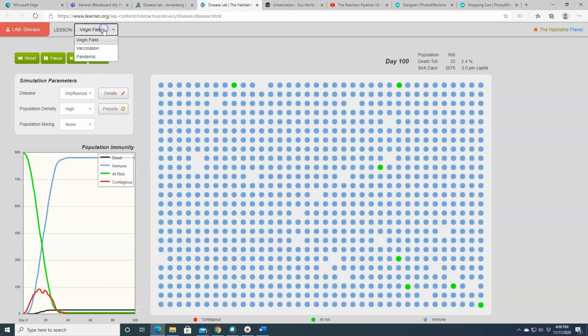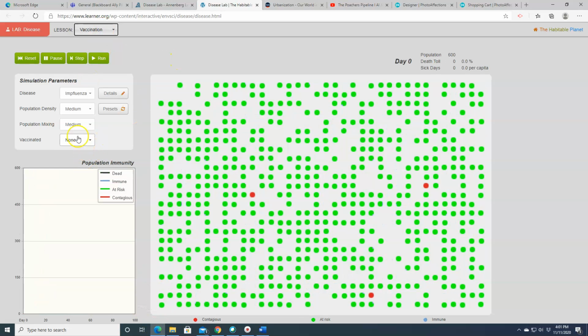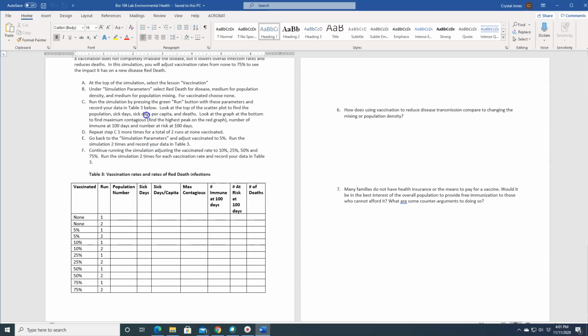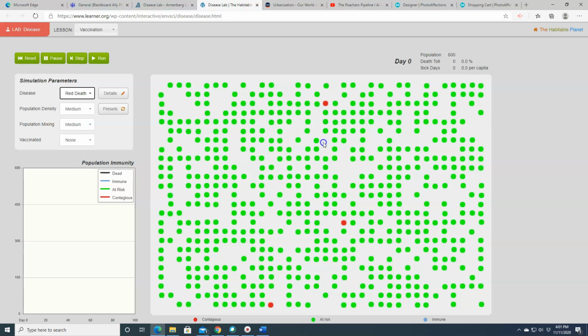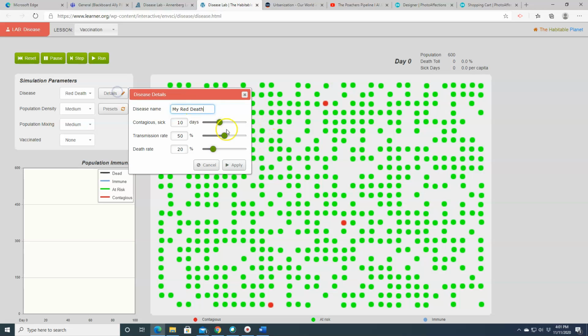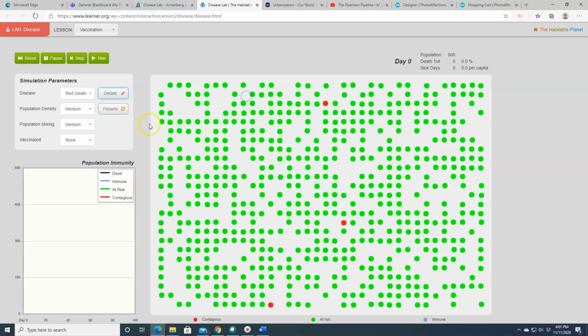So what you'll do now is click on vaccination, and you'll see that a new field has popped up, and you're going to put in parameters for the disease. We're using a different disease. This particular disease is called the Red Death. The Red Death doesn't really closely mimic too many things that we have currently, but this would be a disease that makes you contagious and sick for a long time, has an extremely high transmission rate, and an even higher death rate of 20%. Thankfully, there aren't too many diseases that follow this pattern, but this is just to give you an example.